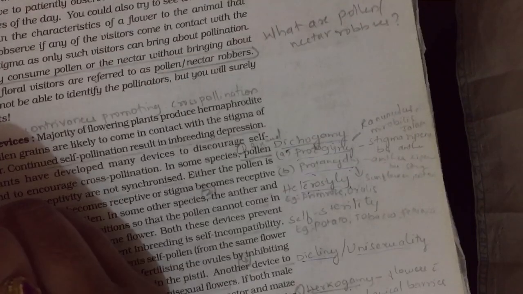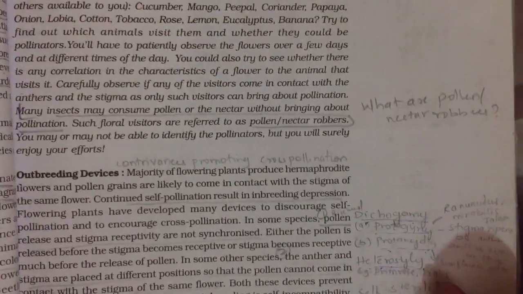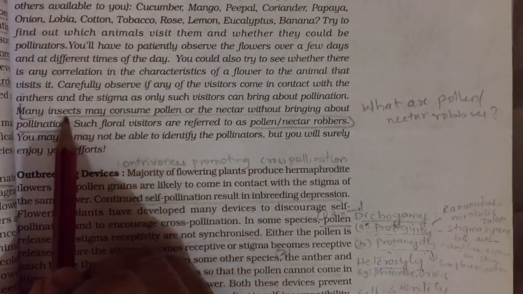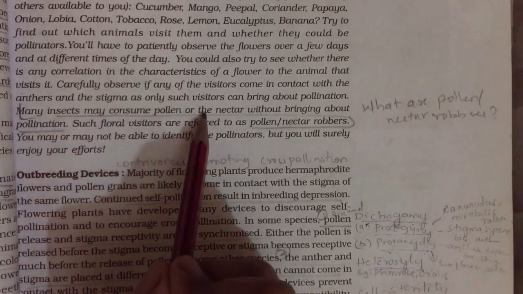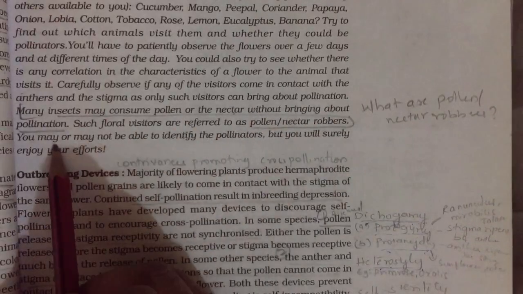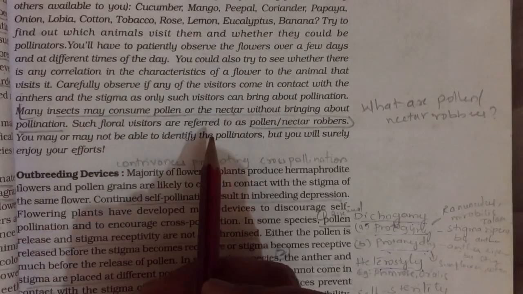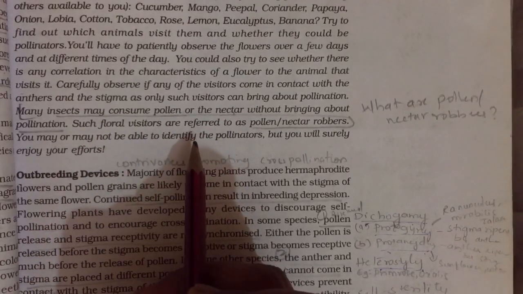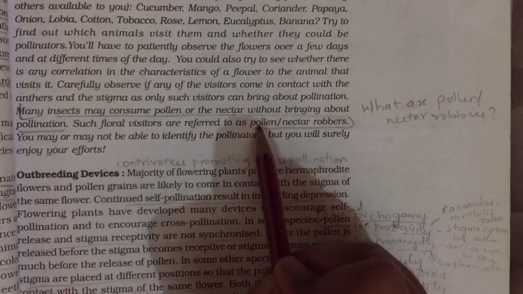Okay, you have other information also, you just cover it. Next, many insects may consume pollen or nectar. As we said, insects and animals require a reward in the form of nectar, a safe place, or pollen grains. Similarly, many insects may consume pollen or nectar without bringing about pollination. Without bringing about pollination, they are consuming the pollen or nectar, which means they are cheating that flower. Such floral visitors are referred to as pollen or nectar robbers.